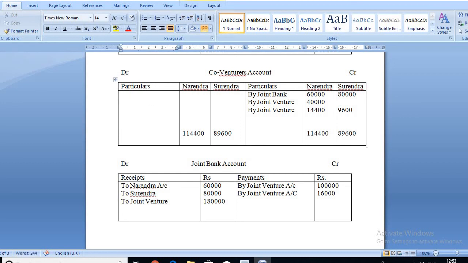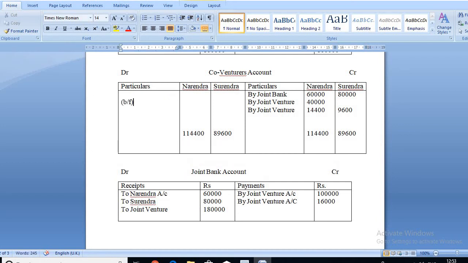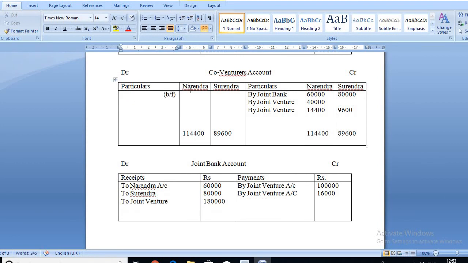This is a balancing figure. How much for Narendra? 1,14,400, and Surendra 89,600. So this means finally, after completing this co-venture, Narendra will get 1,14,400 and Surendra will get 89,600. Who will pay this amount?